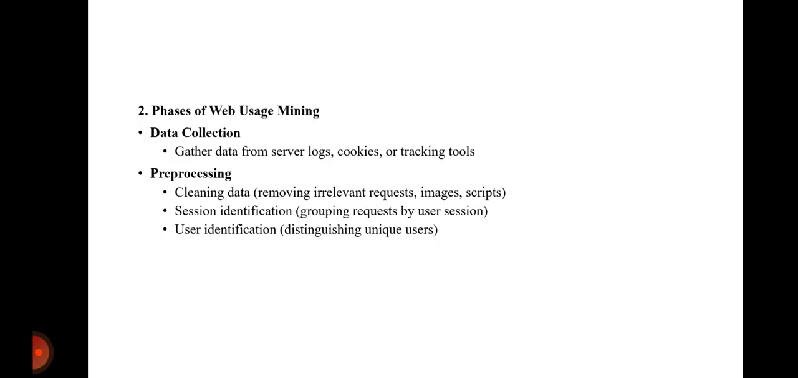The phases of web usage mining are data collection and pre-processing. Data collection gathers data from server logs, cookies or tracking tools. Pre-processing includes data cleaning, session identification and user identification. Removing irrelevant requests like images and scripts is data cleaning. Grouping requests by user session is session identification. Distinguishing unique users is user identification.